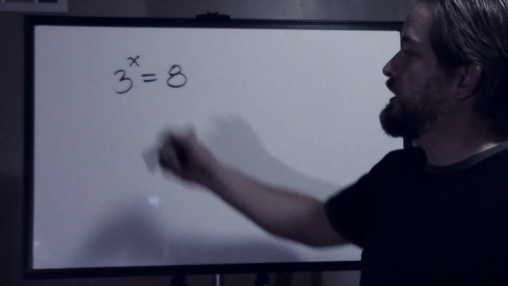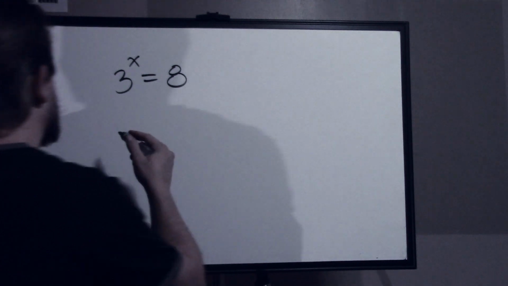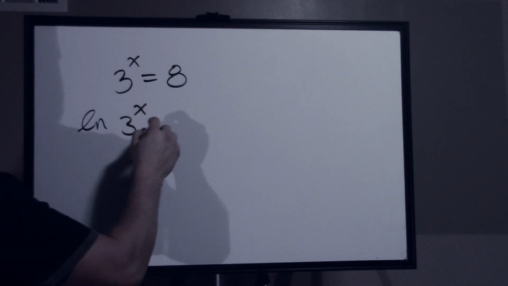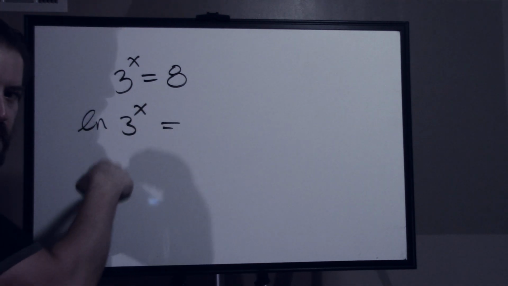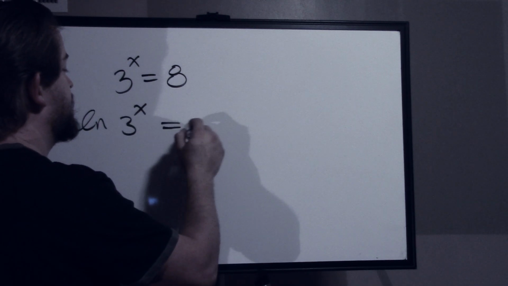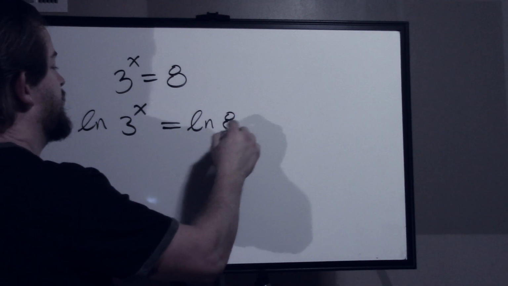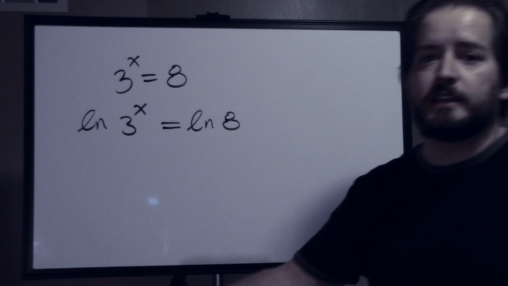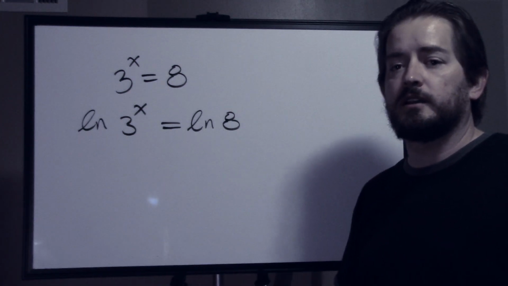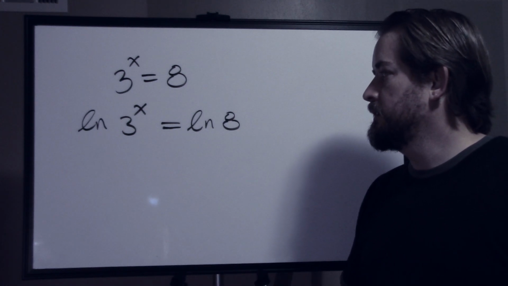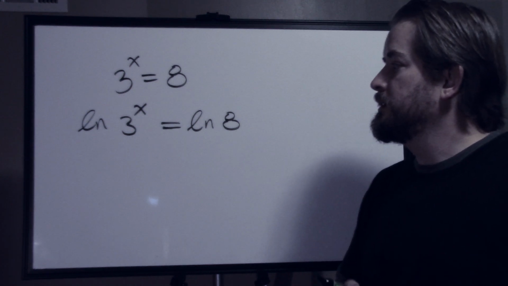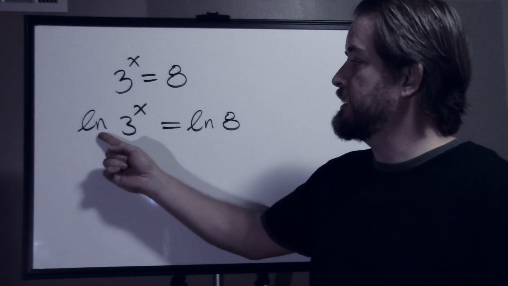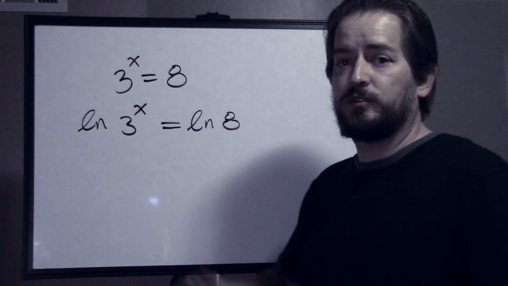So if I take the natural log of the left-hand side, that just turns into the natural log of 3 to the x. But if I take the log of the left-hand side, I have to take the log of the right-hand side, so then this is equal to the natural log of 8, right? And as long as I do that, it should still be equal. And I'm going to use that power rule that says, hey, this x is a power inside of something that's being taken the log of, move it to the front.